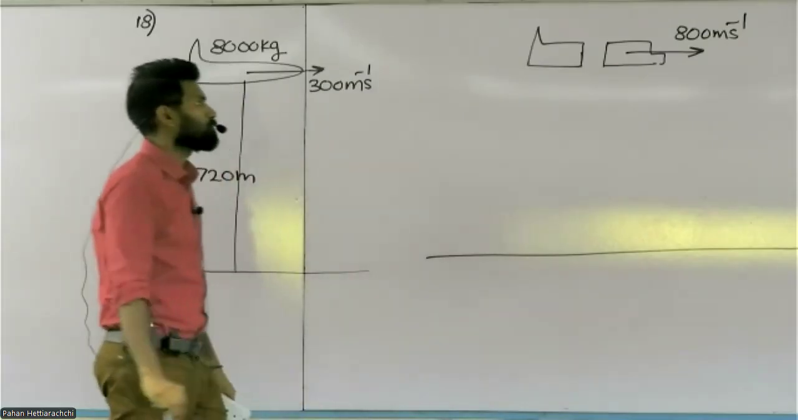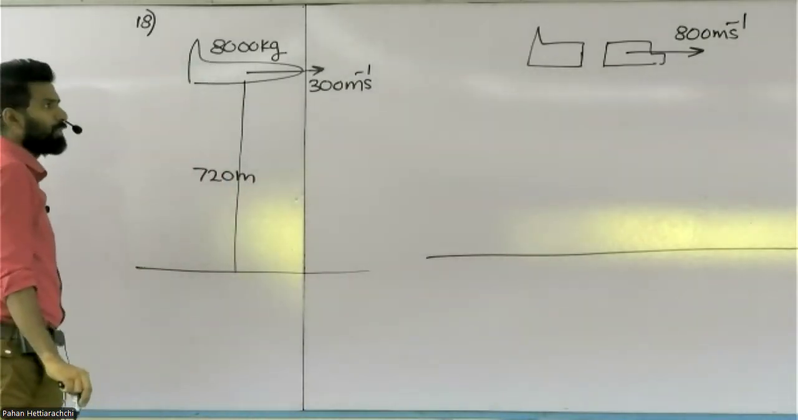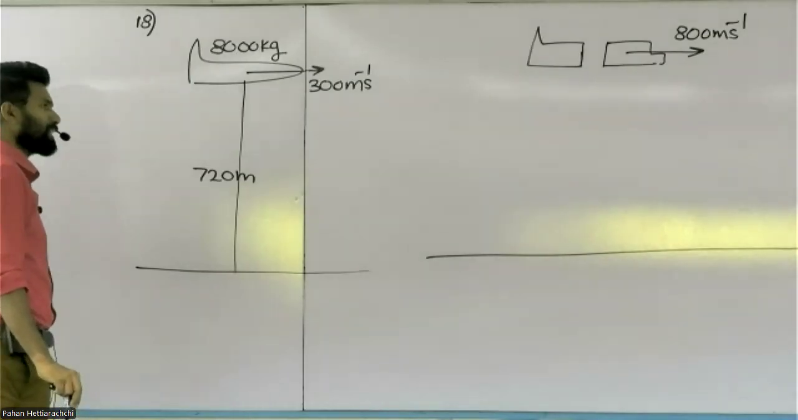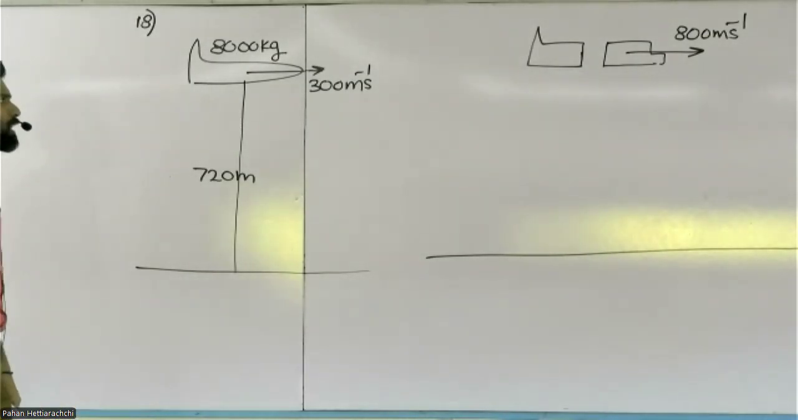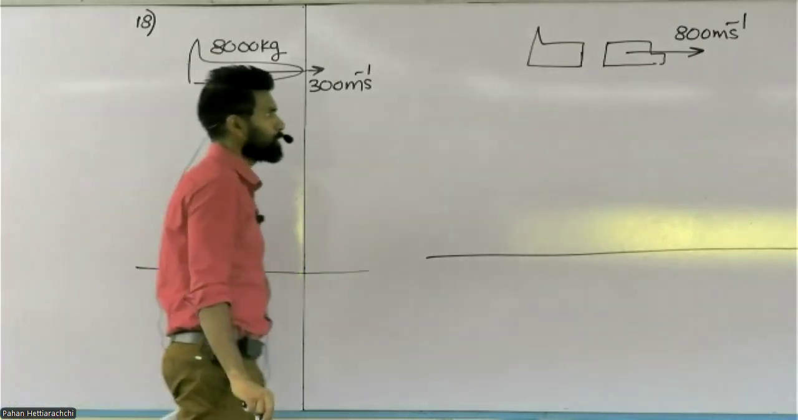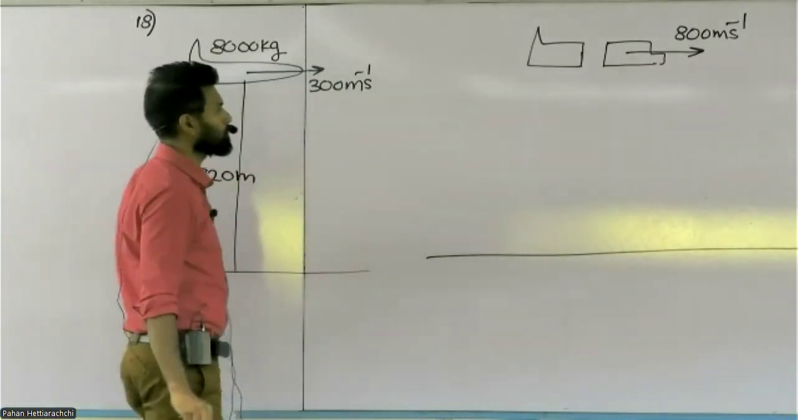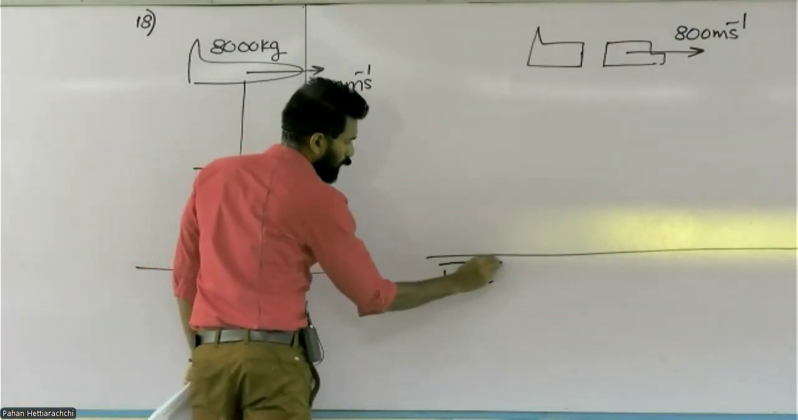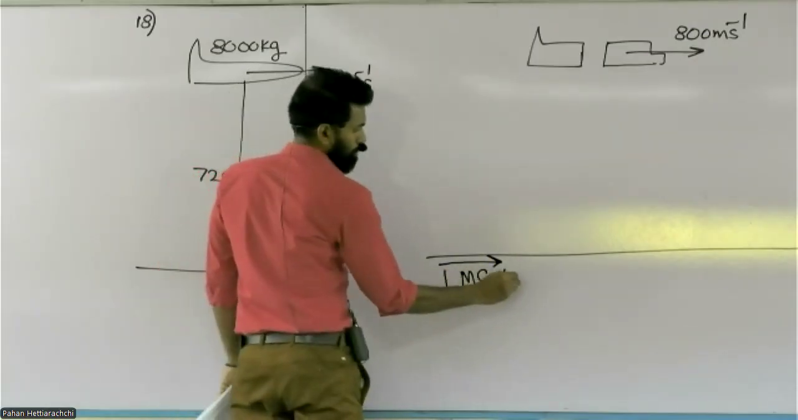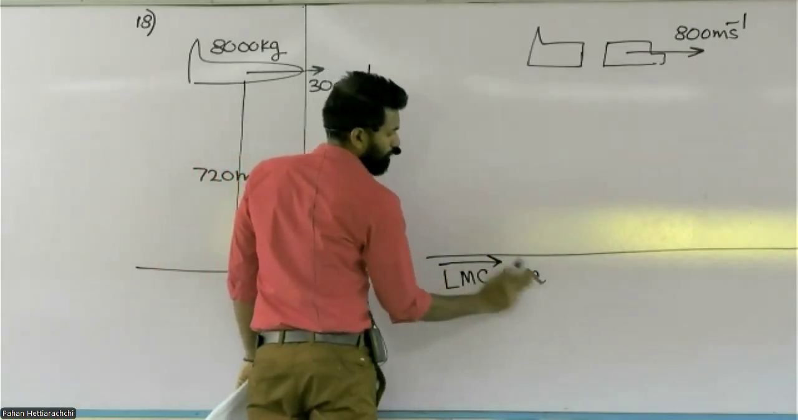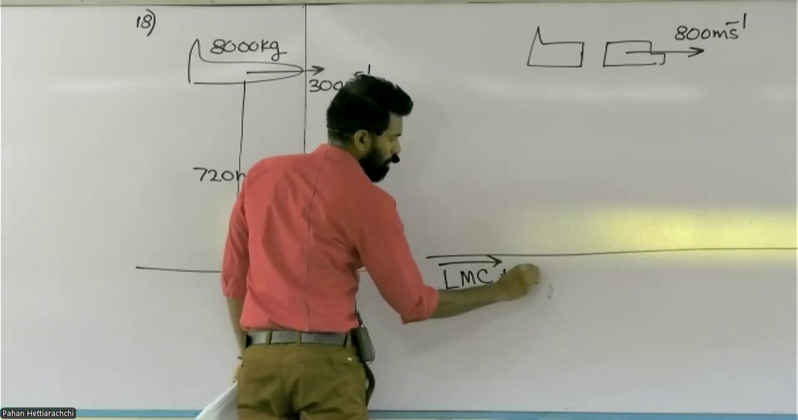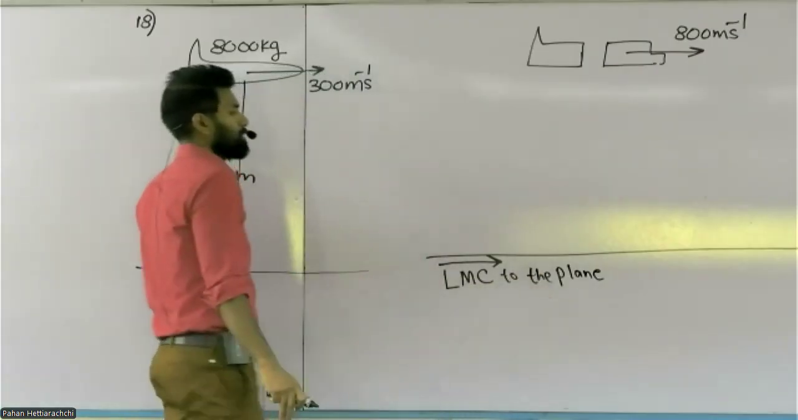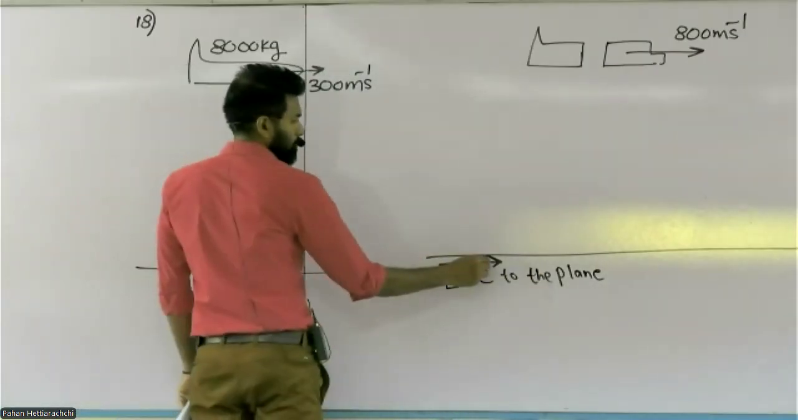Now the plane was moving horizontally, so the vertical forces, the weight, those things will not affect. We'll neglect the air resistance also. So horizontally, LMC is applicable. The weight is vertical. So horizontally, LMC is applicable. Applying LMC horizontally to the plane.